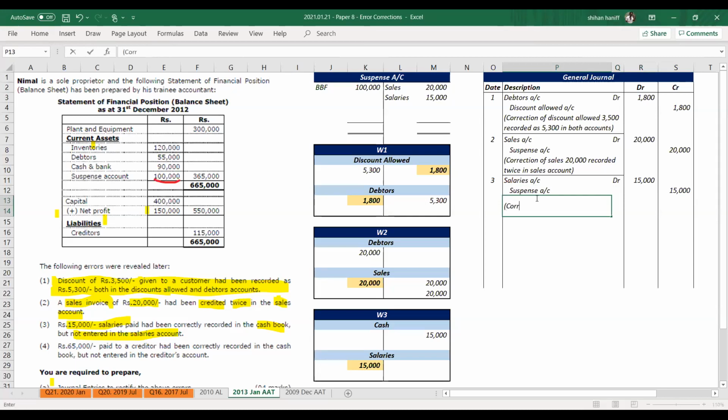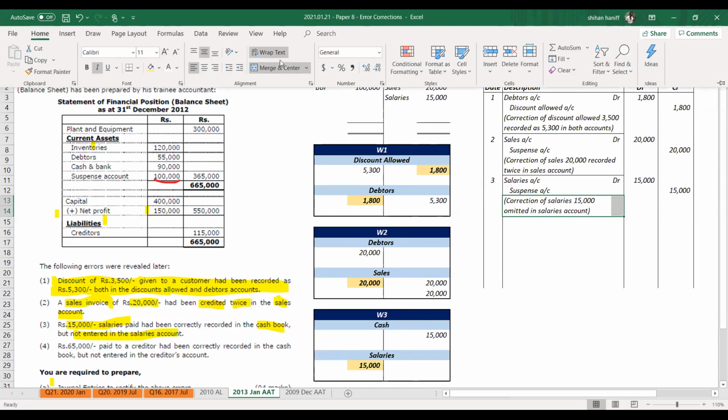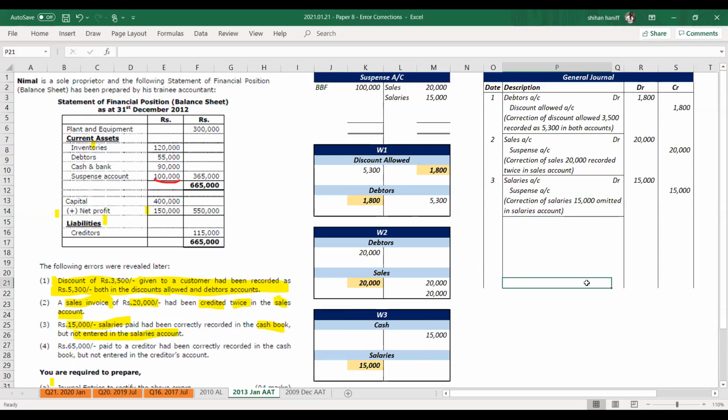And the narration: correction of salaries 15,000 omitted in salaries. So that's the entry for the third error.